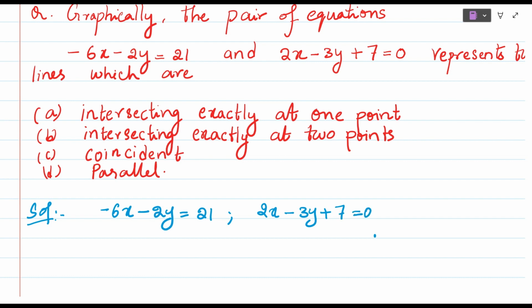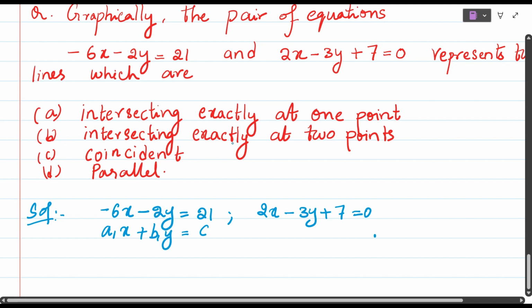They are asking these equations represent two lines which are: option A, intersecting exactly at one point, intersecting exactly at 2 points, coincident lines, or parallel lines. So let us find out the ratios first.